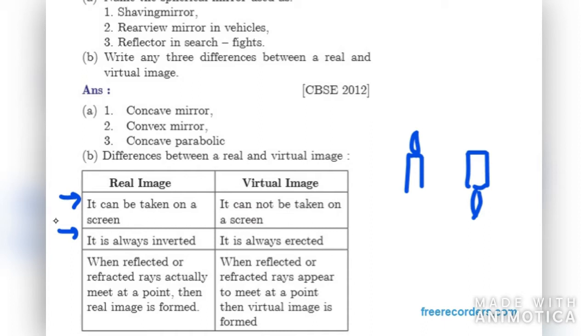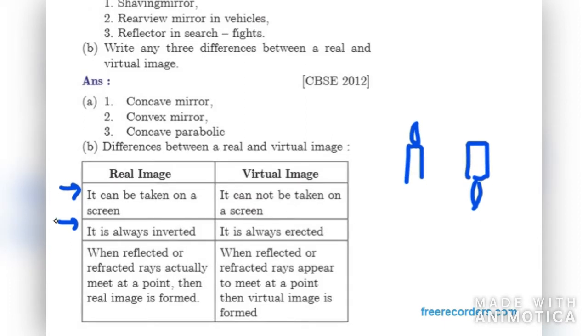The third difference is that you can write that in a real image, the reflected or refracted rays actually meet at a point, then a real image is formed. Whereas in a virtual image, when the reflected or refracted rays appear to meet at a point, then a virtual image is formed.